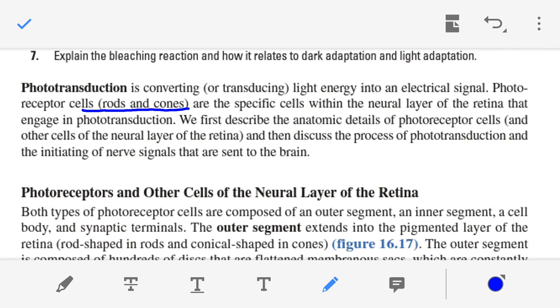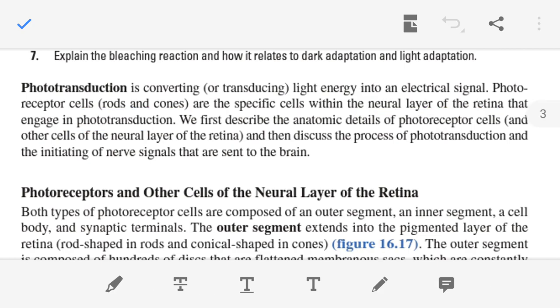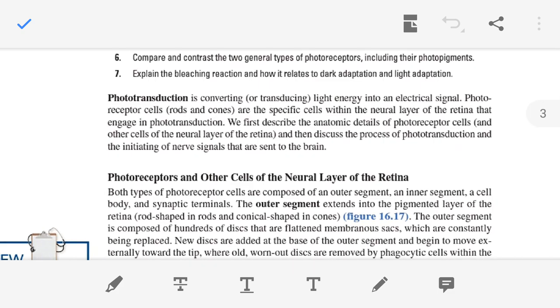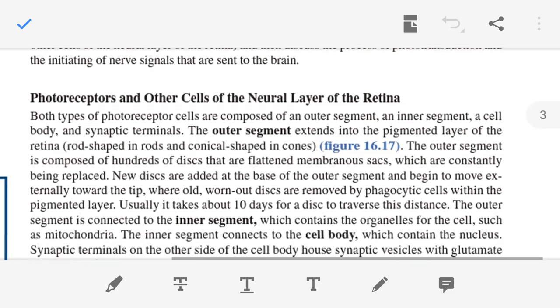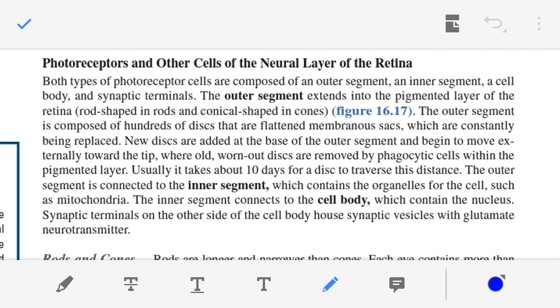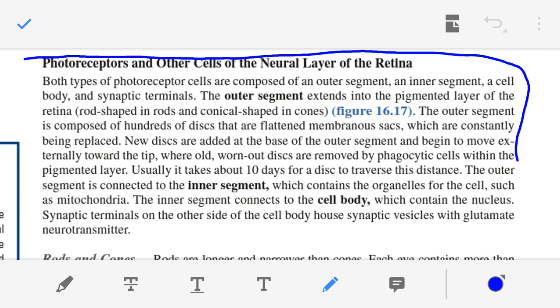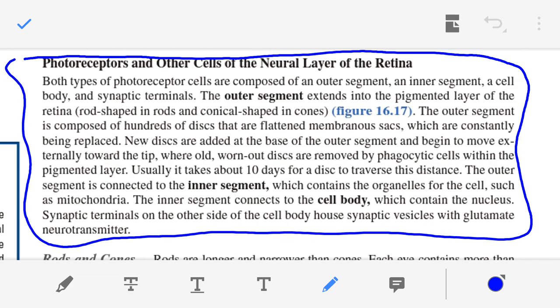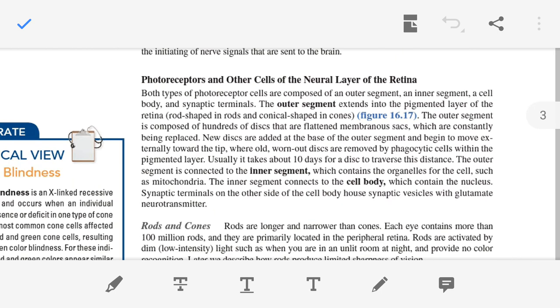So rods and cones are specific cells, and they are present in the neural layer of the retina, and both types of cells are engaged in phototransduction. Now here in this paragraph they have given the detail of the various cells of the retina. In our previous lecture we have already discussed the cells of the retina, so we are moving forward.